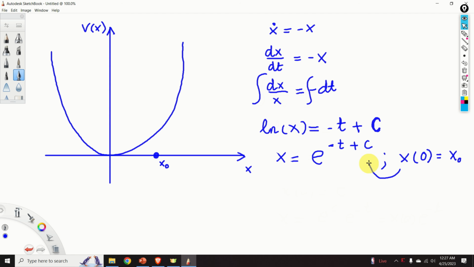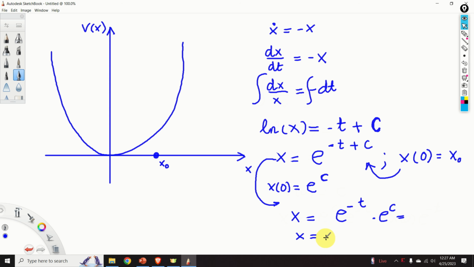By substituting this initial condition in our solution, we obtain that x of 0 is equal to e to the power c. And consequently, the solution can be written like this. x is equal to e to the minus t times e to the power c. That is, our solution is x is equal to x0 times e to the minus t. And over here, I will repeat this solution for clarity.